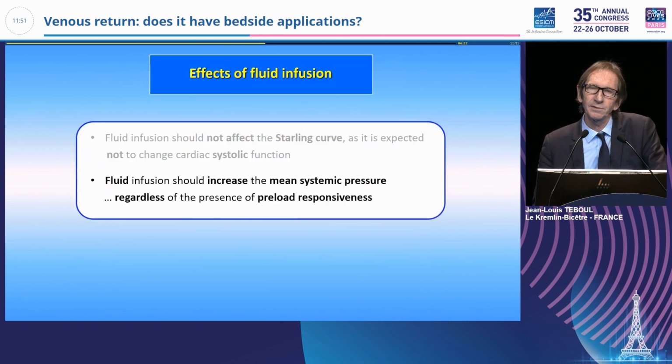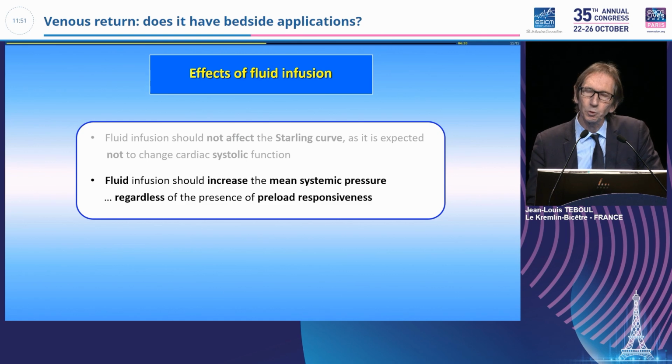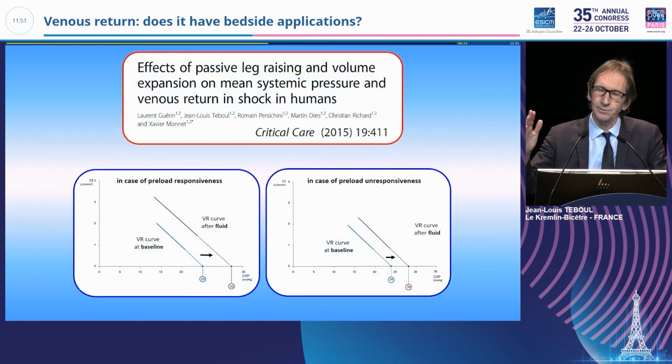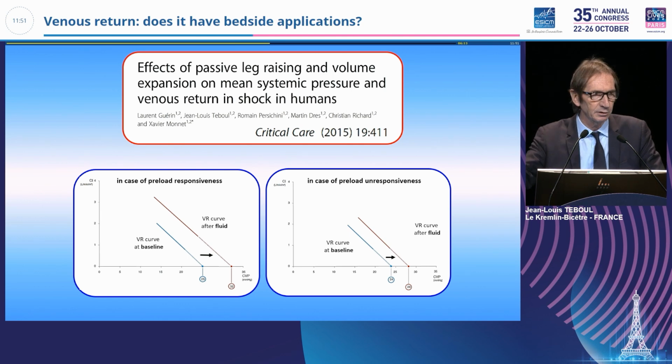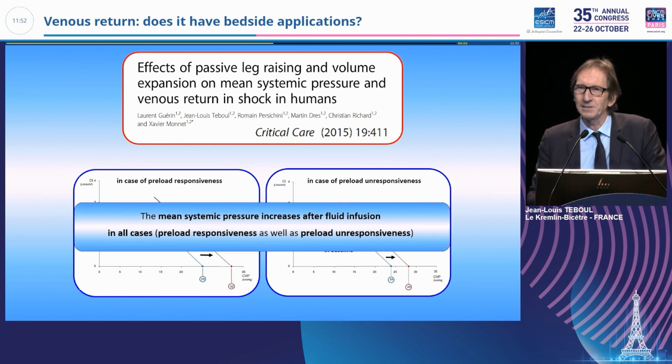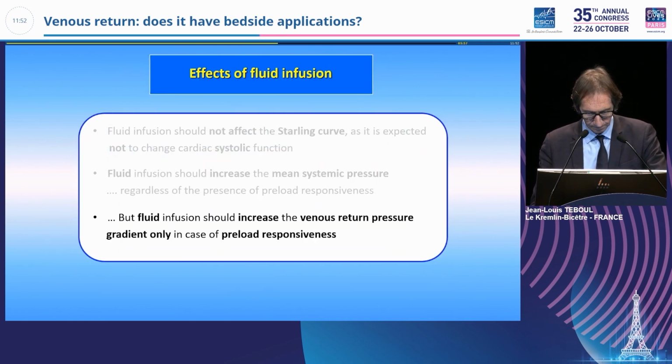Interestingly, we found this regardless of the presence of pleural responsiveness, and we found exactly the same result in patients who will increase cardiac output after fluid infusion and in patients who will not. There is no difference. Therefore, this increase in the mean systemic pressure after fluid infusion occurs in all cases, in pleural responsive and non-responsive patients. But fluid infusion should increase the venous return pressure gradient only in case of pleural responsiveness.